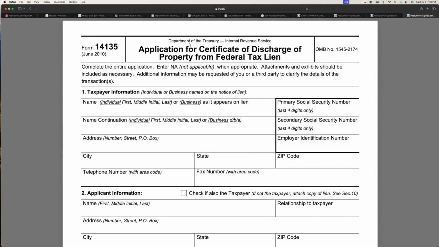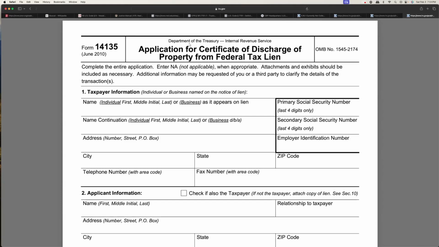Right now, we're going to talk about the application for certificate of discharge of property from a federal tax lien. So let's get into it. In this one, we're going to talk about real estate.